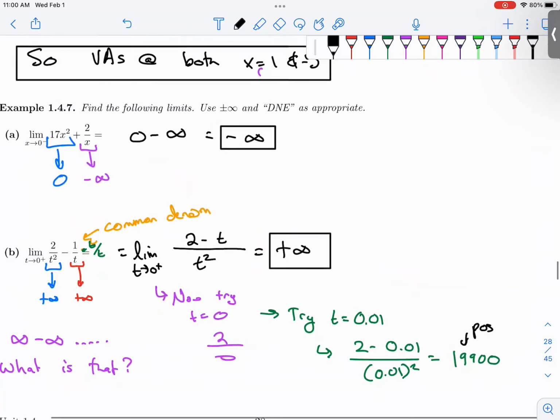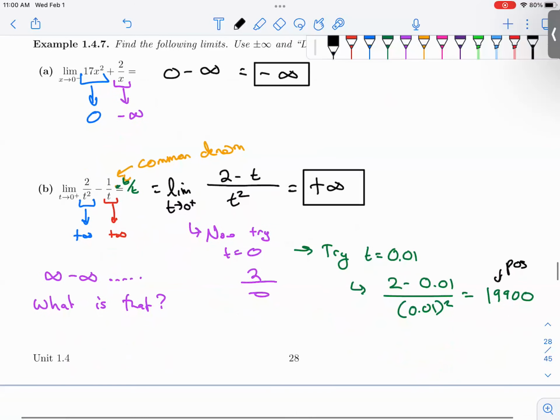I need to zoom in again. I always forget to do that. All right. Any questions on those?